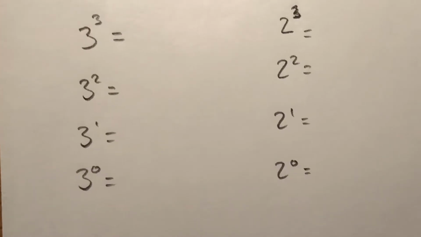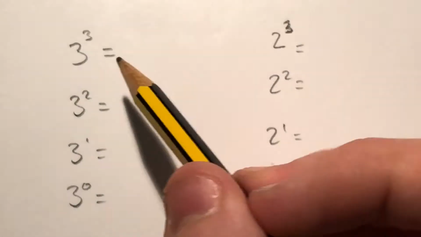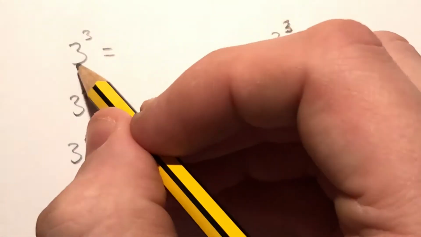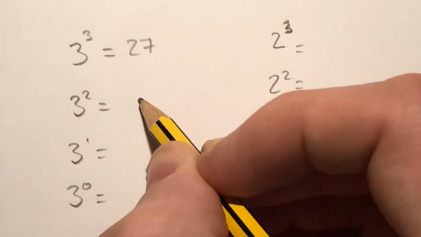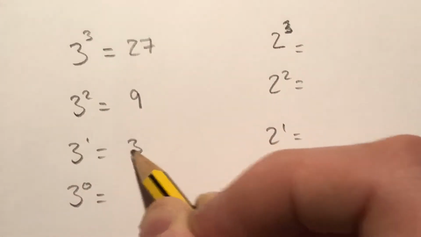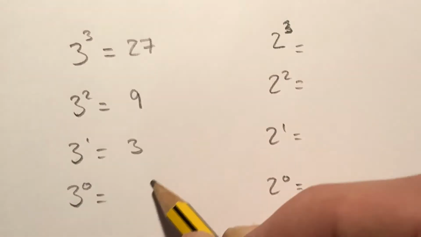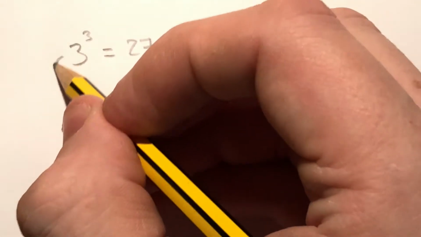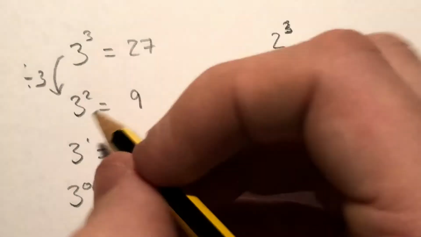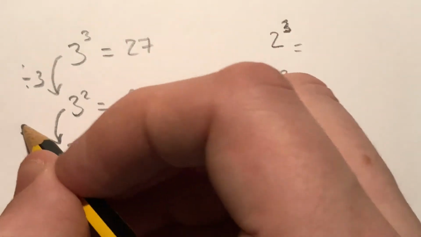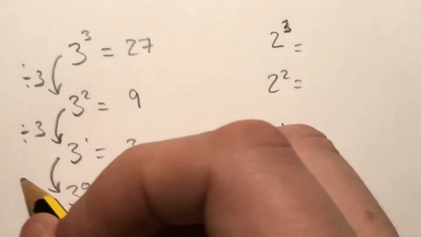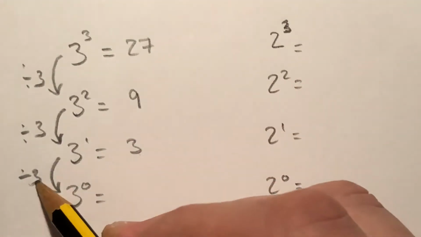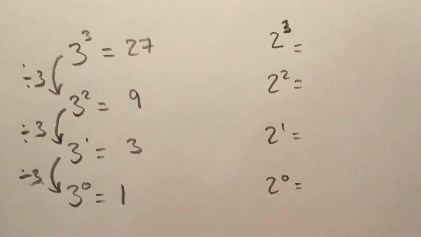And to do that, I'm going to look at two different bases here. I'm going to look at base 3 and base 2. Right, 3 cubed, 3 times 3 times 3 is 27, 3 squared, 3 times 3 is 9, 3 to the power of 1 is 3. So we have to find a pattern that leads us to 3 to the power of 0. Well, to go from 3 cubed to 3 squared, I've simply divided by 3. And similarly, to go from 3 squared to 3 to the power of 1, I divide by 3 again. So the same pattern must hold for the next iteration. So if I divide by 3 again, 3 divided by 3 gives us 1.